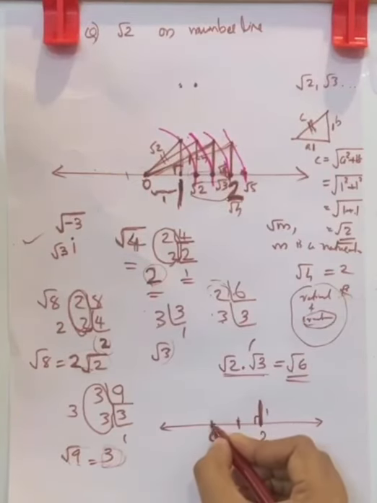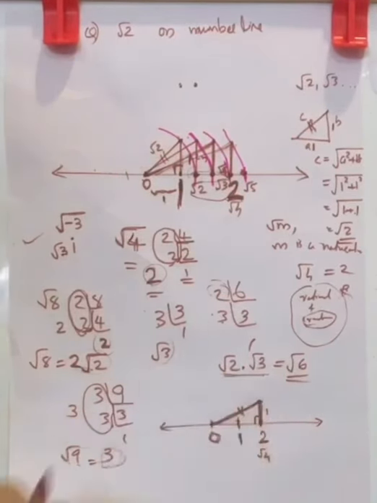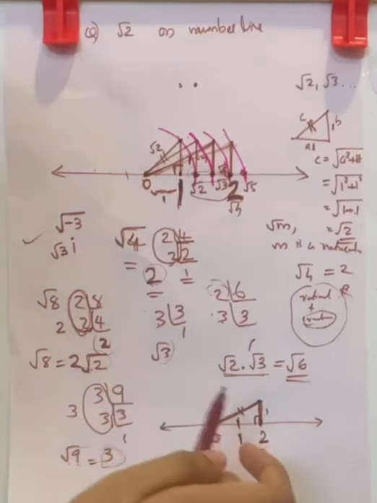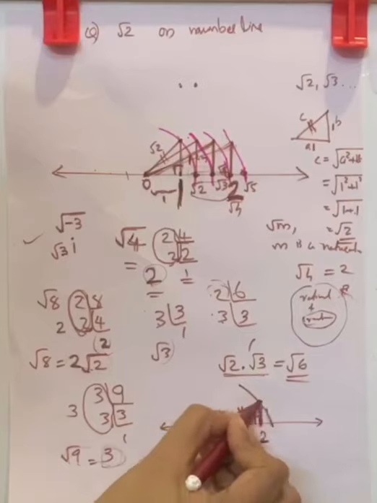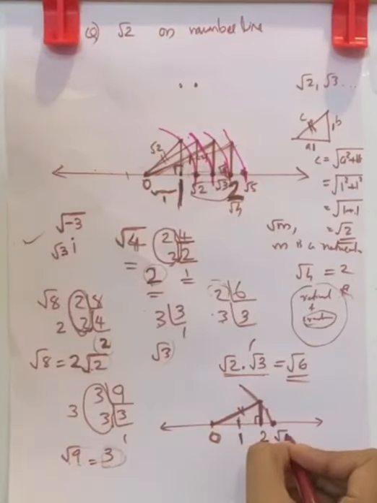Then after that, join this hypotenuse. Now, this hypotenuse will be the new radius in the compass. Then draw an arc from here as we did here. This point will be root 5.